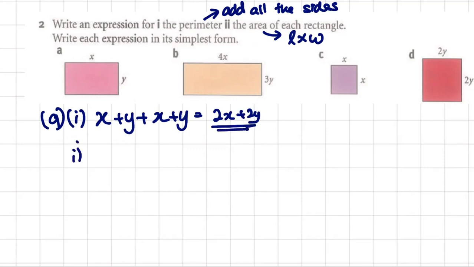And then let's look at the area. All we need is the length times the width. We're going to get xy. So this is the area. Okay, done from question 1.